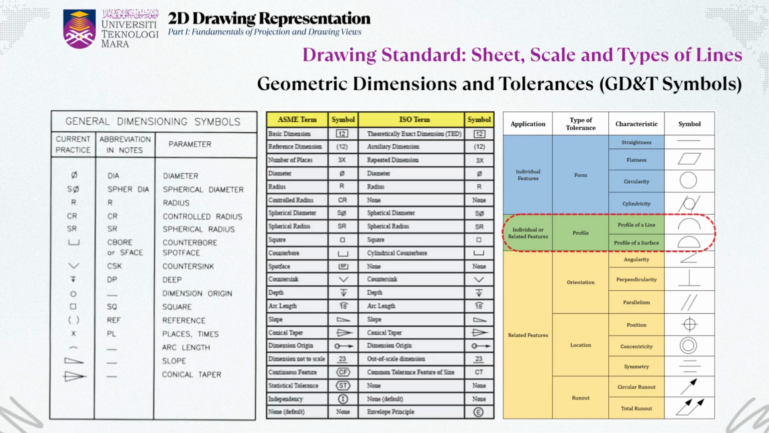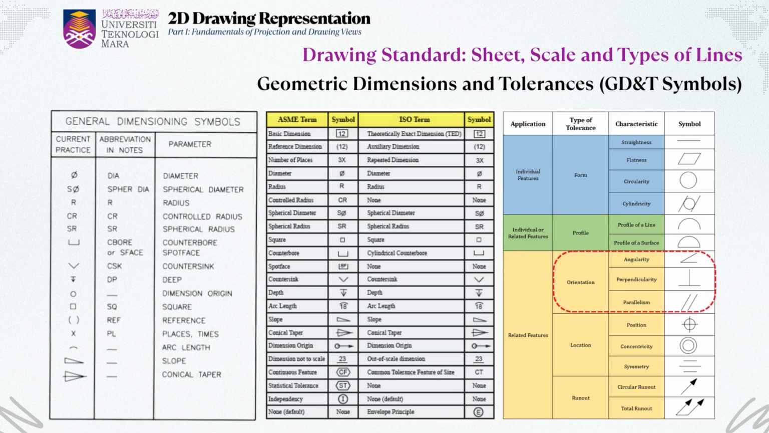Next, in the green section, we have profile tolerances. These control the shape or outline of features, either a line or a surface. This category is useful when the design involves curves or complex surfaces. For instance, if a car body panel must follow a specific aerodynamic contour, profile tolerances will ensure that the manufactured shape closely follows the intended design.